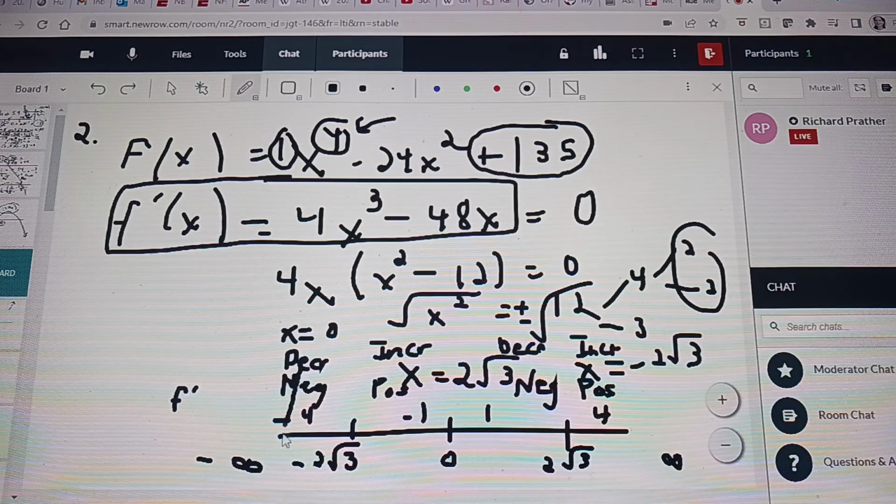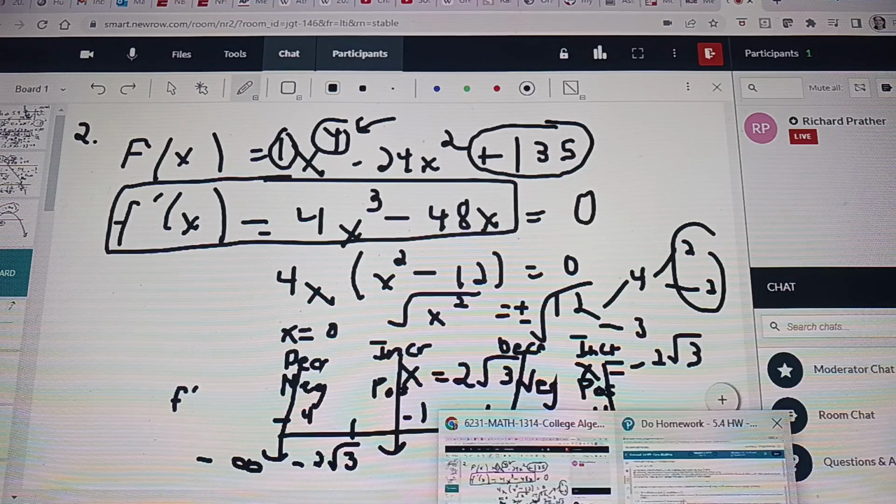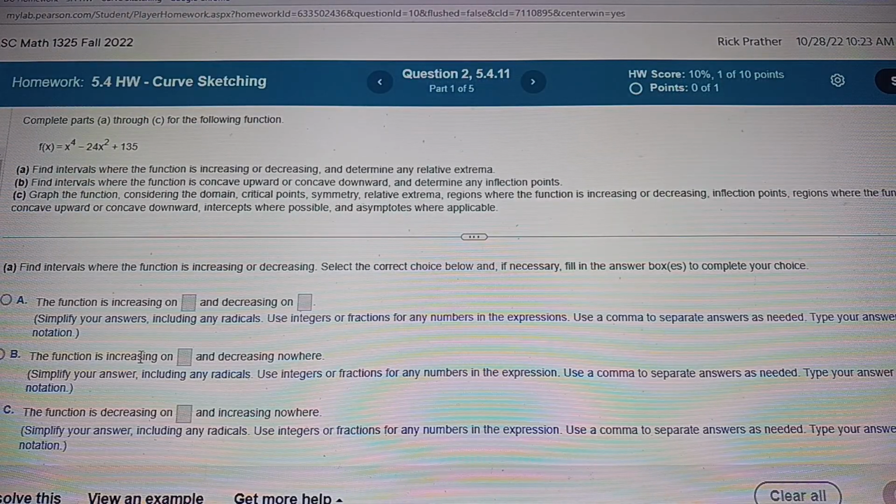So you're decreasing between -infinity and -2 square root of 3. You're increasing between -2 square root of 3 and 0. You're decreasing between 0 and 2 square root of 3. And then you're increasing between 2 square root of 3 and infinity. There's 2 sections of increasing, 2 sections of decreasing.